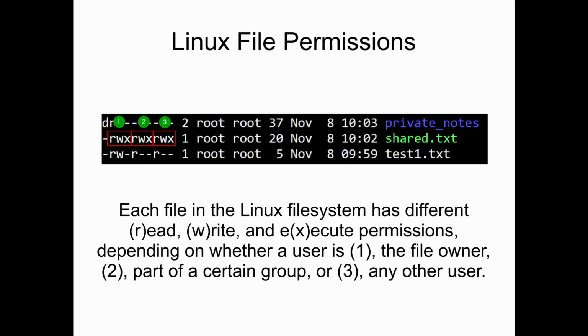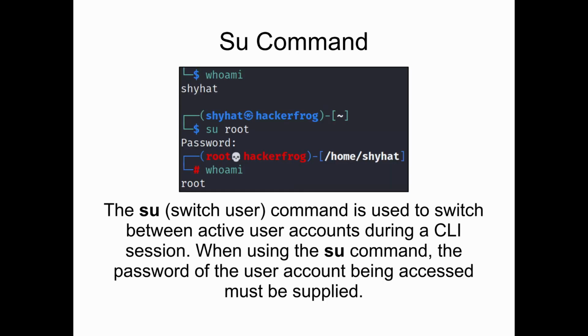Each file in the Linux file system has different read, write, and execute permissions, depending on whether a user is 1. The file owner, 2. Part of a certain group, or 3. Any other user. The su command is used to switch between active user accounts during a CLI session. When using the su command, the password of the user account being accessed must be supplied.